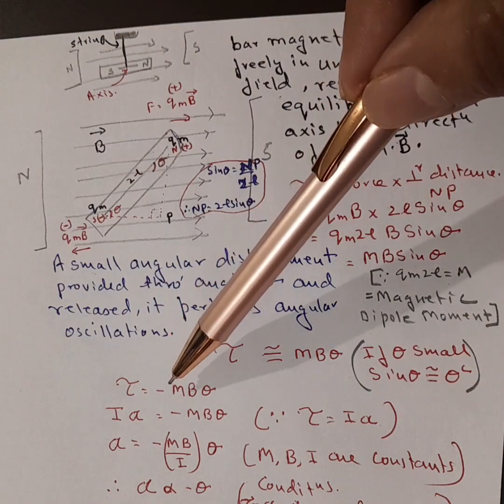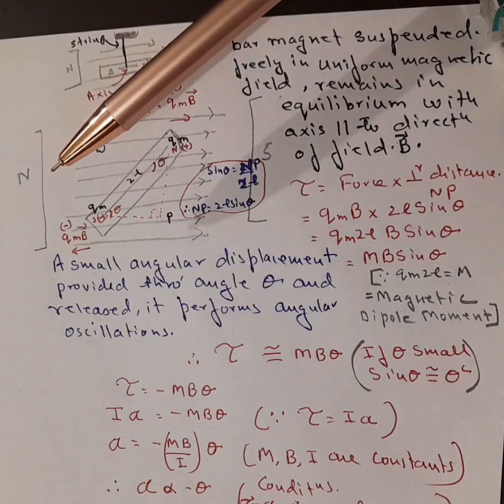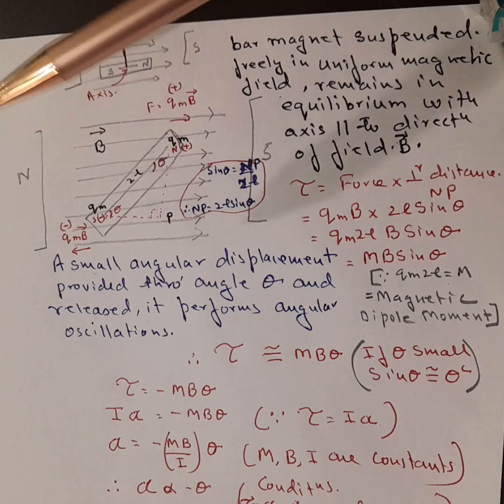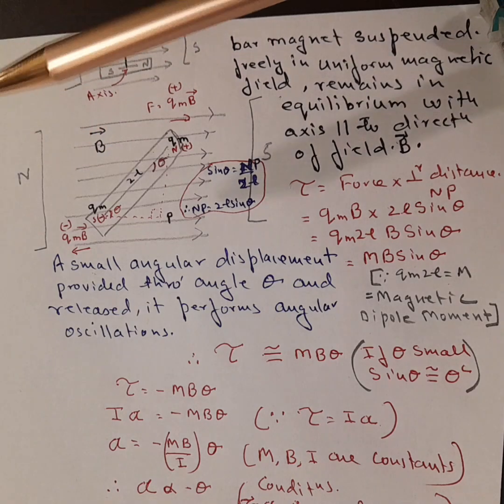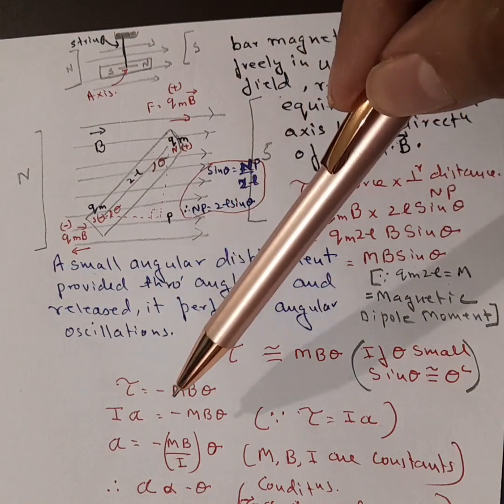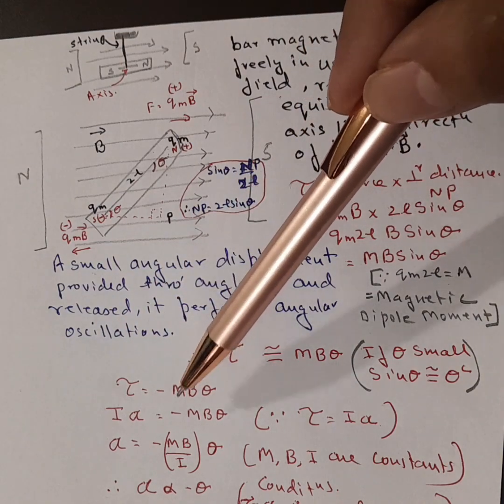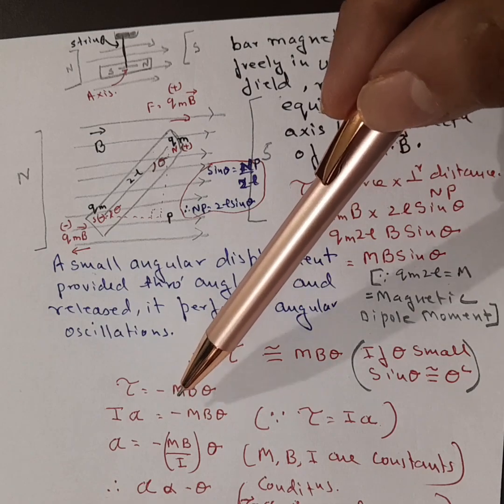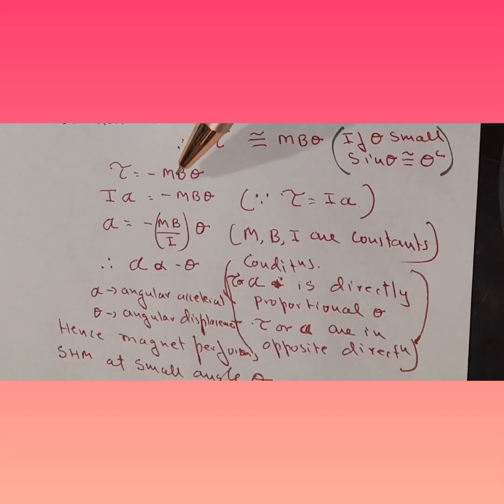Another thing we know is, the more the deflection, the more the restoring torque. So two conditions, and also m and B are constant. Here itself we have proved that it's simple harmonic motion. Now let's move further and try to rearrange those things again.